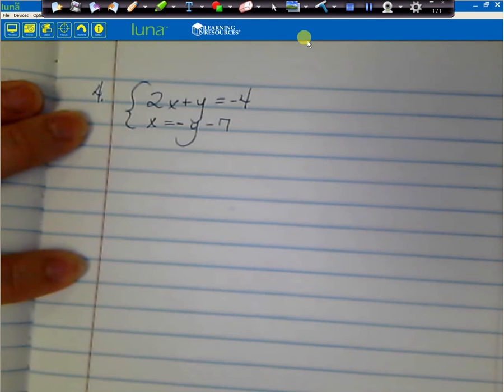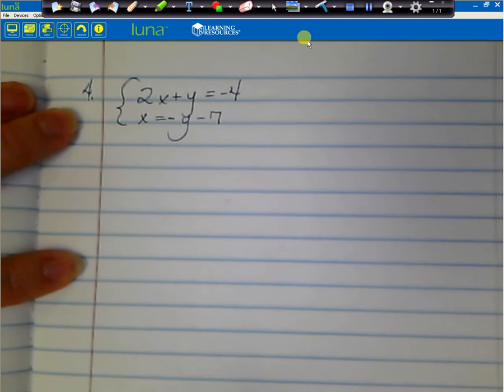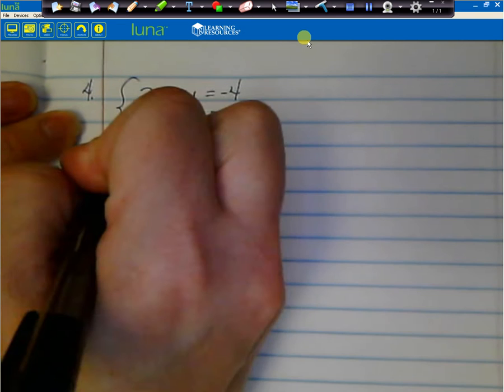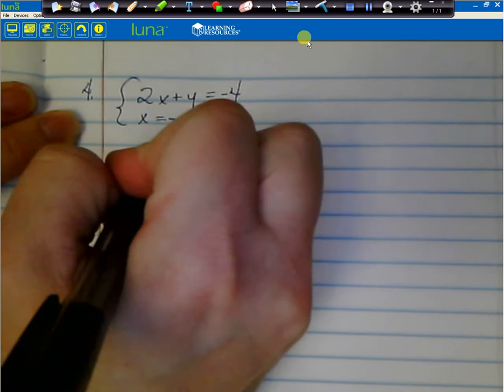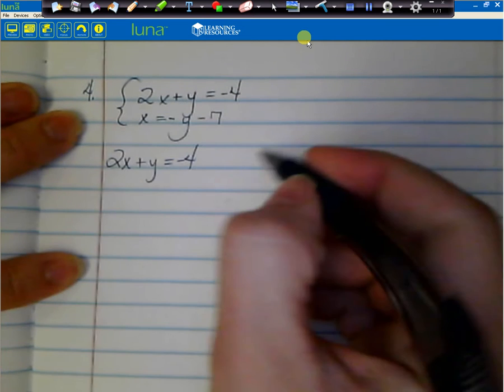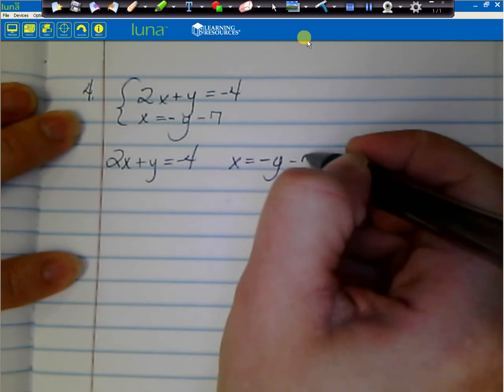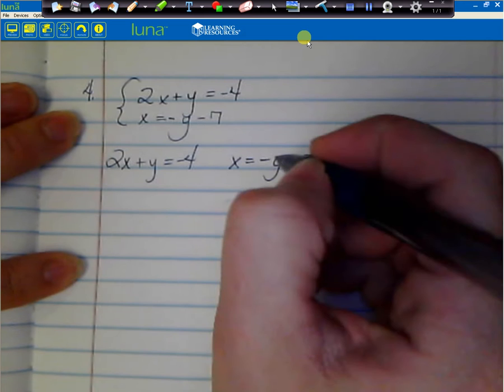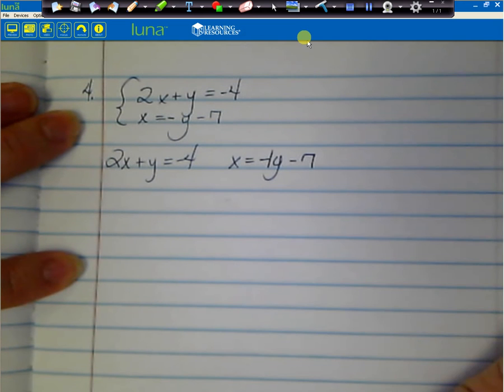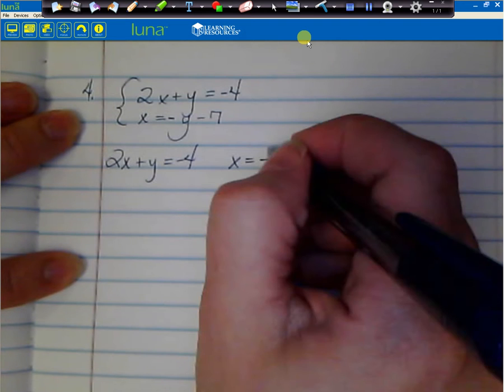The first thing you're going to do after you write down this system is write the two problems side by side: 2x plus y equals negative 4, and x equals negative y minus 7. I'm going to put a 1 in front of my y, because anytime I have a negative in front of a variable, I like to put that 1 there because it makes things more clear when I start working stuff out.